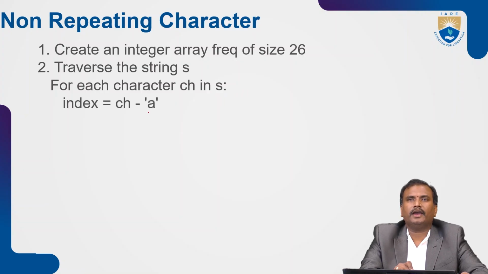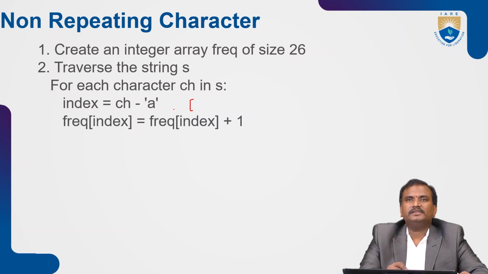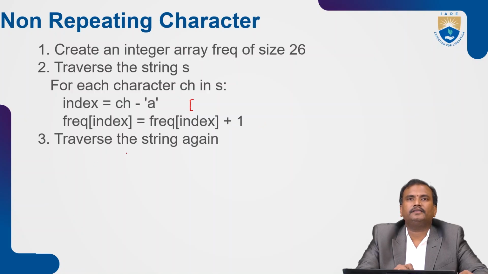Index is equals to character minus A. This is going to find the index of the array. Once we get the index of the array, we need to increment that particular value in that array. So after getting the index, frequency of index is equals to frequency of index plus 1. We are going to increment that value by 1. This is how we increment the frequency counters by finding the indexes of each and every character.